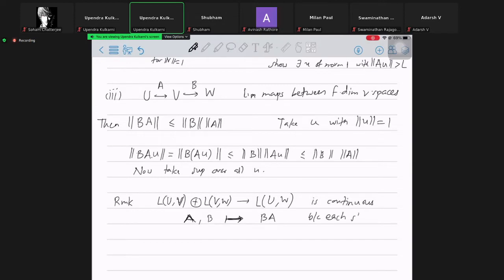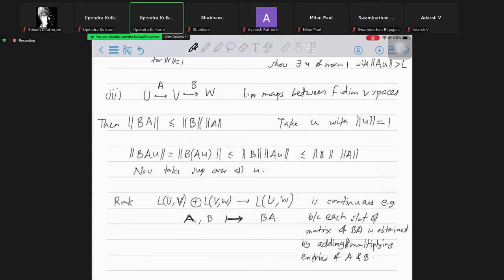So it is continuous, because each slot of the matrix BA is obtained by adding and multiplying entries of A and B, or rather multiplying suitable entries of A with suitable entries of B and then adding. I've written it a little sloppy.